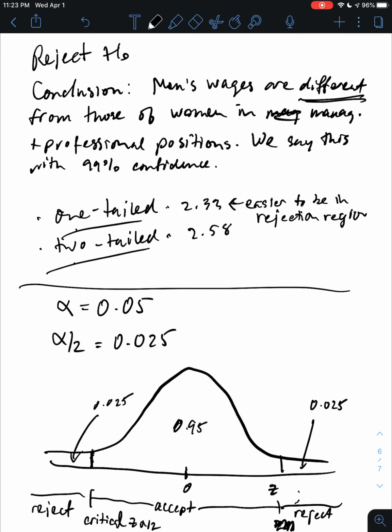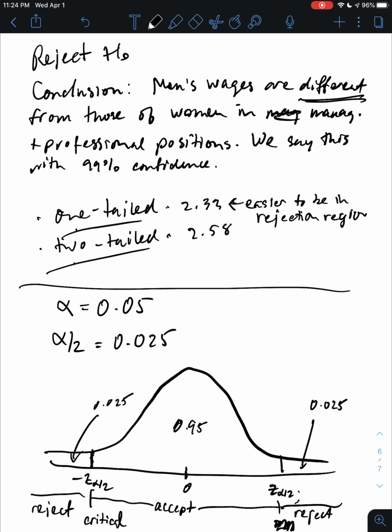I think I'll write it up here. Z sub alpha over 2. And this is negative Z sub alpha over 2. So everything's symmetric. Just erase this. It wasn't quite right. So everything is symmetric. That means that our critical values, one is positive, the other is negative.